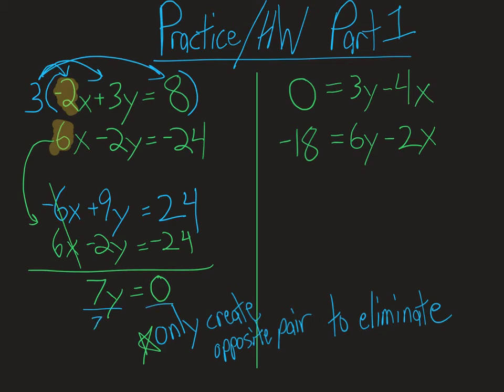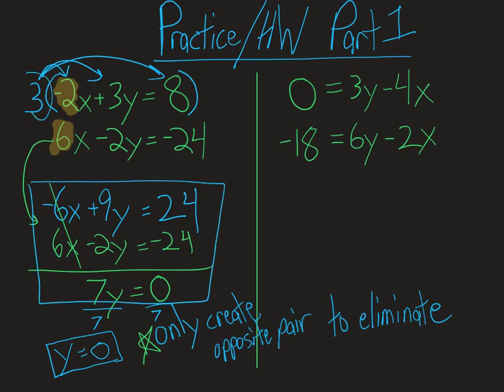If you divide off the 7, 0 divided by 7 is just 0. So it turns out that for this problem, y equals 0, and that is totally okay. That's a valid answer. And now we'd go back in, plug it in for x, and we'd finish. But mainly, I want you to get this idea right now of what I would multiply by to create that opposite pair, and understand that a 3 multiplied through the top equation is going to give you that opposite pair you're shooting for.